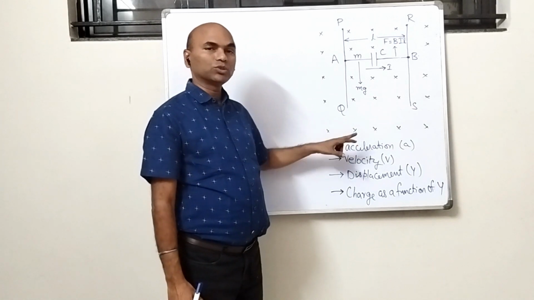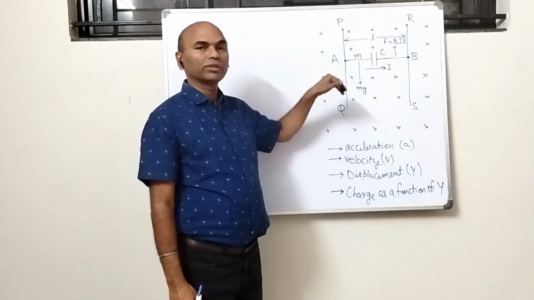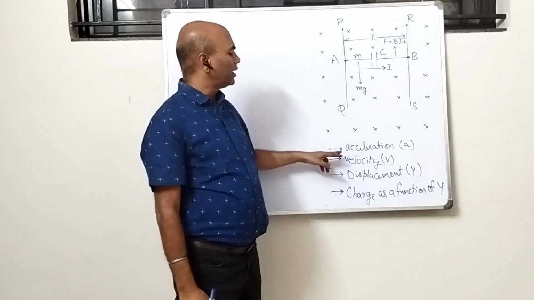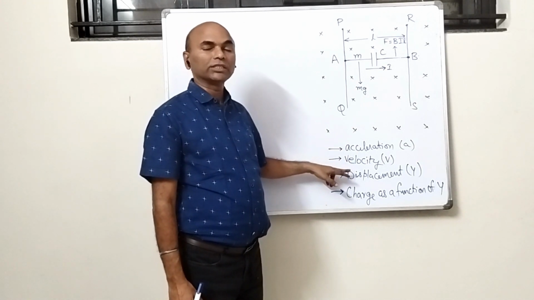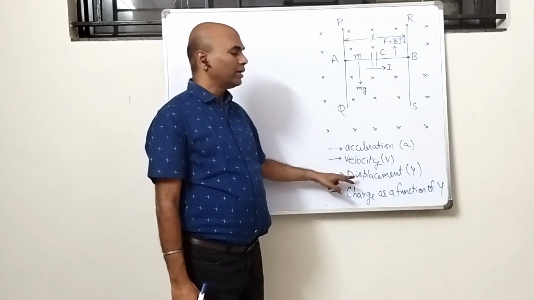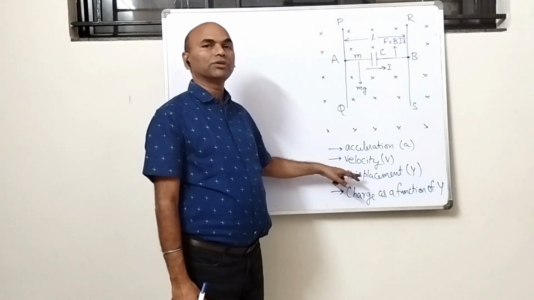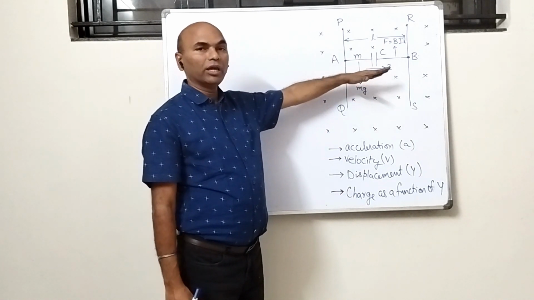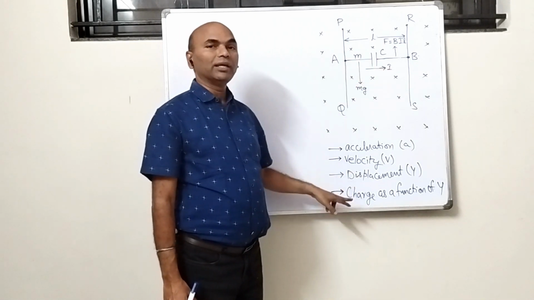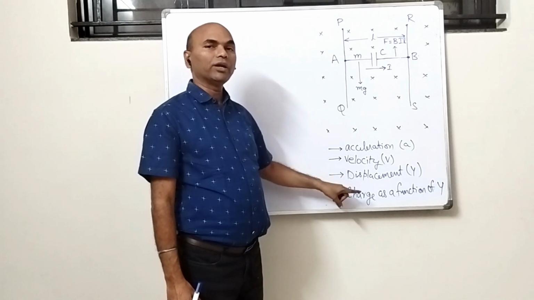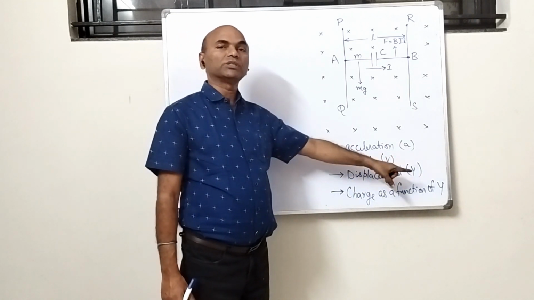That means first, the effective acceleration downwards, and second, the velocity as a function of time, and displacement also as a function of time, the displacement of the wire AB as a function of time, and lastly the charge accumulated on the capacitor as a function of displacement y.